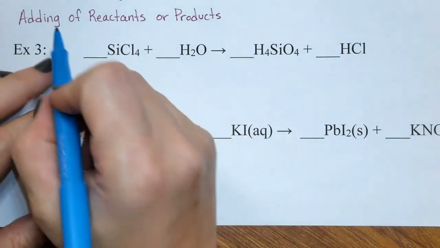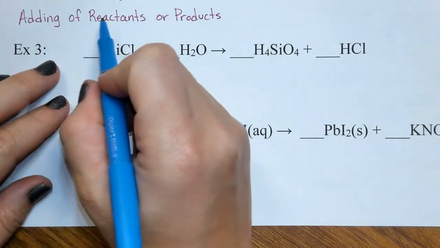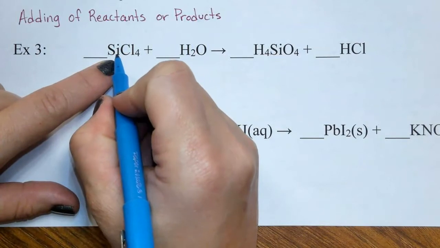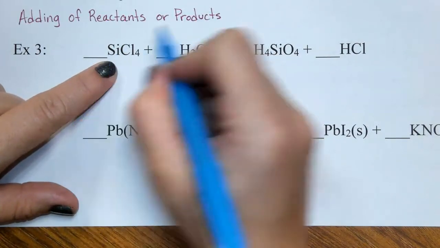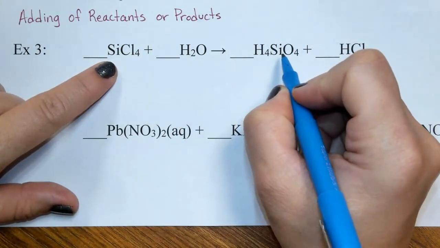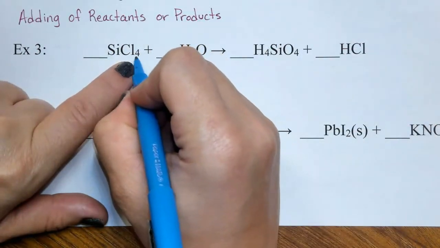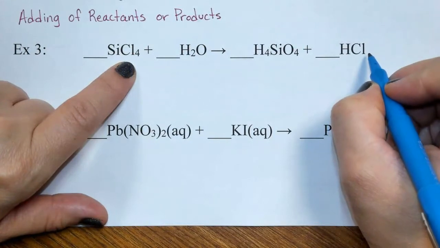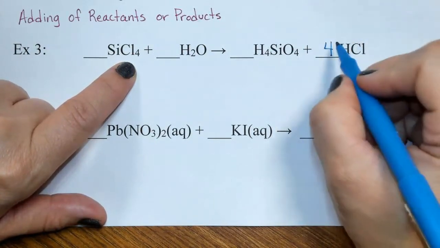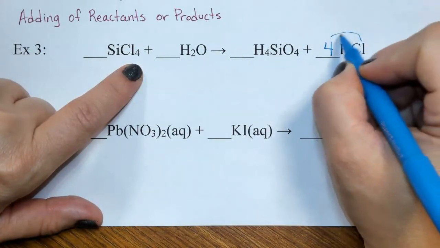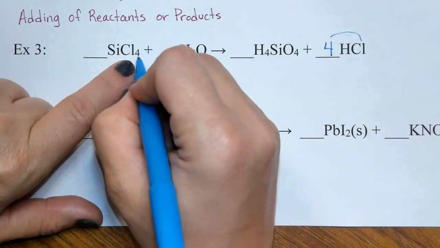The third example, it'll involve the addition of some of the reactants or products. So on the left we have silicon, 1 silicon. On the right we have 1 silicon, so that's good, we'll leave it alone. Now we have 4 chlorines. On the right we only have 1 chlorine. So to fix that I want to put a coefficient of 4 because adding the 4 here is going to give me my 4 chlorines on the right to equal my 4 chlorines on the left.